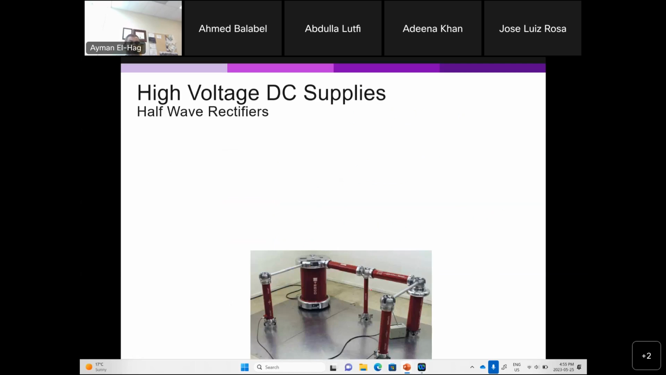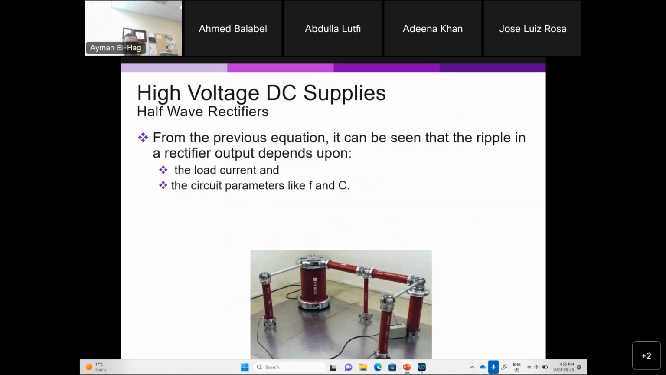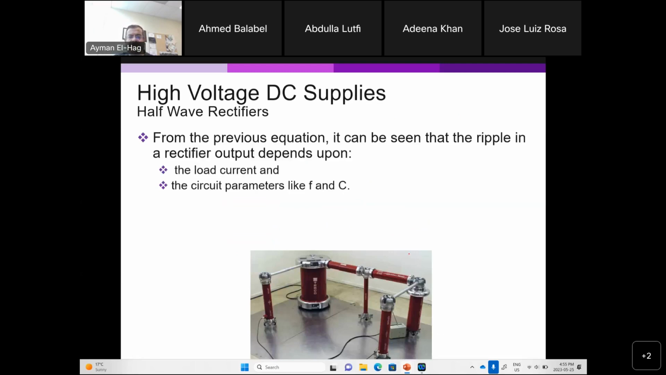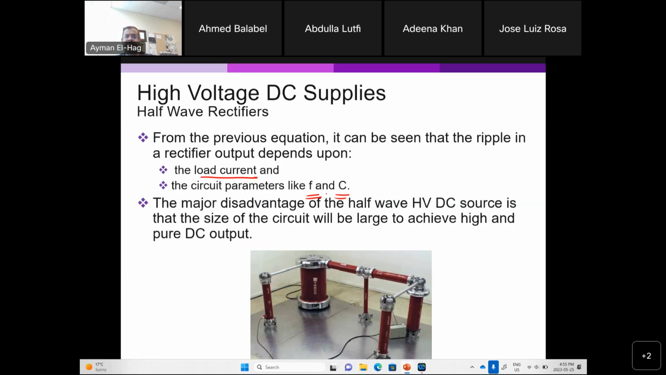testing DC supply. This is a 100 kilovolt DC supply based on a half wave rectifier. Now here we can see that from the previous equation, the delta V, which is the ripple factor, which I want to minimize, is a function of the current, how much current the load will take from me, and also the frequency and the capacitance. So the load current is one factor that affects the ripple factor, and also the circuit parameters like the frequency and the capacitance.